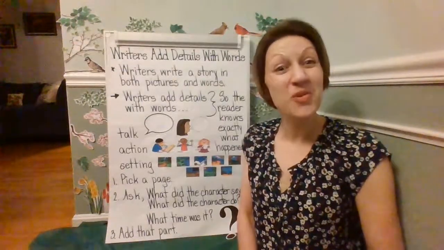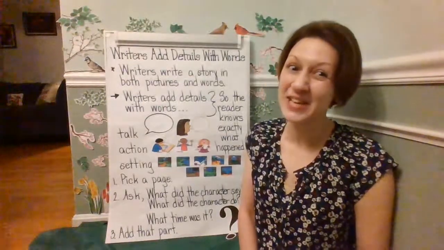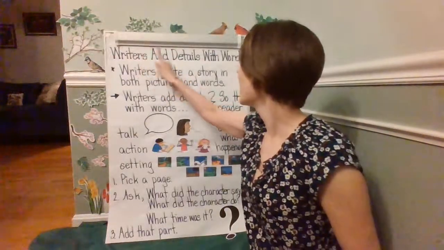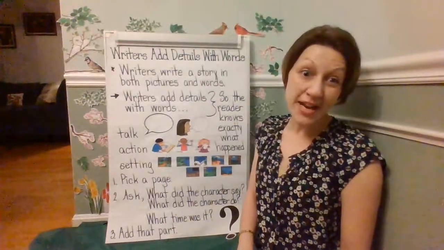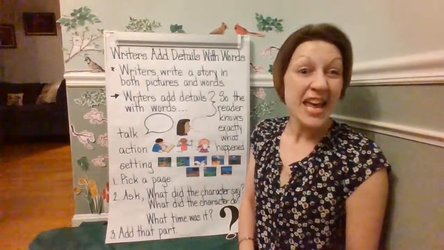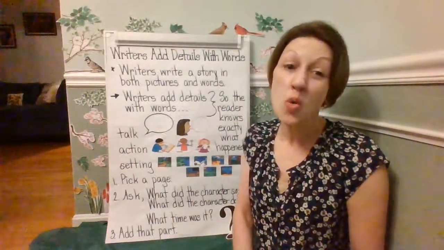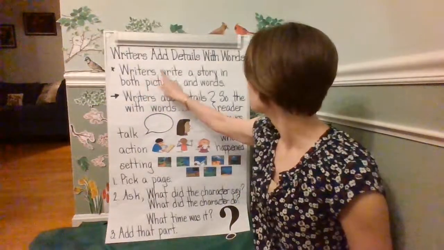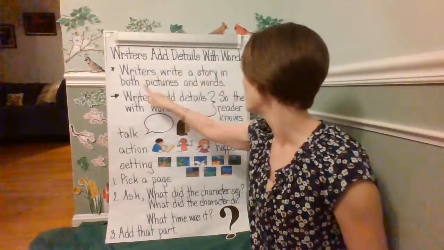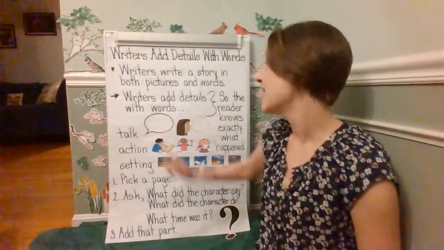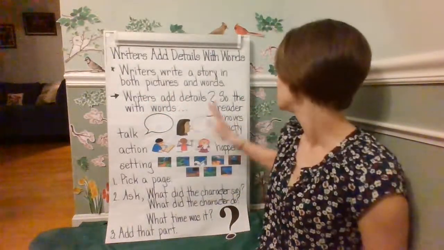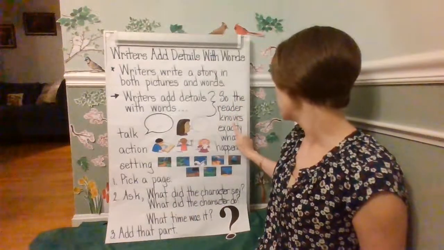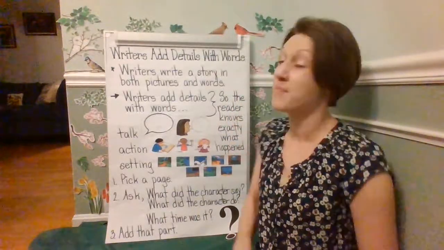Let's see how writers can add details to their stories. Writers add details with words. Writers can do this in many different ways. One of the ways that writers write a story in both pictures and words is that writers add details with the words. They do this so the reader knows exactly what happened.